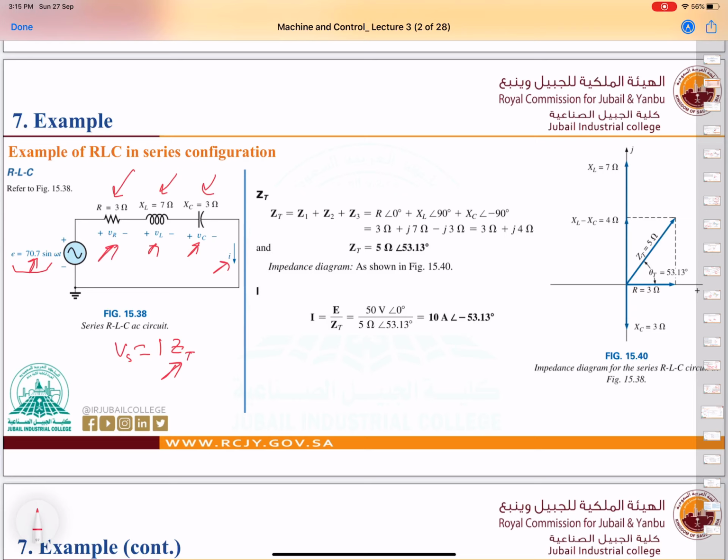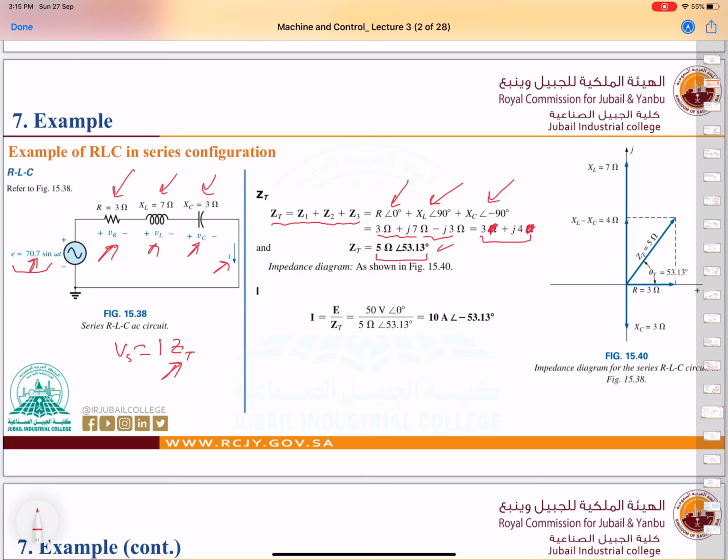Z total is equal to Z1 plus Z2 plus Z3, because they are in series. The angle of the resistor is 0, the angle of XL is plus 90, and the angle of XC is minus 90. So 3 plus j7 minus j3, because they are in rectangular form. So the value of Z total is 3 plus j4. Forget about the unit here. 3 plus j4 is the same as 5 with angle 53.13.